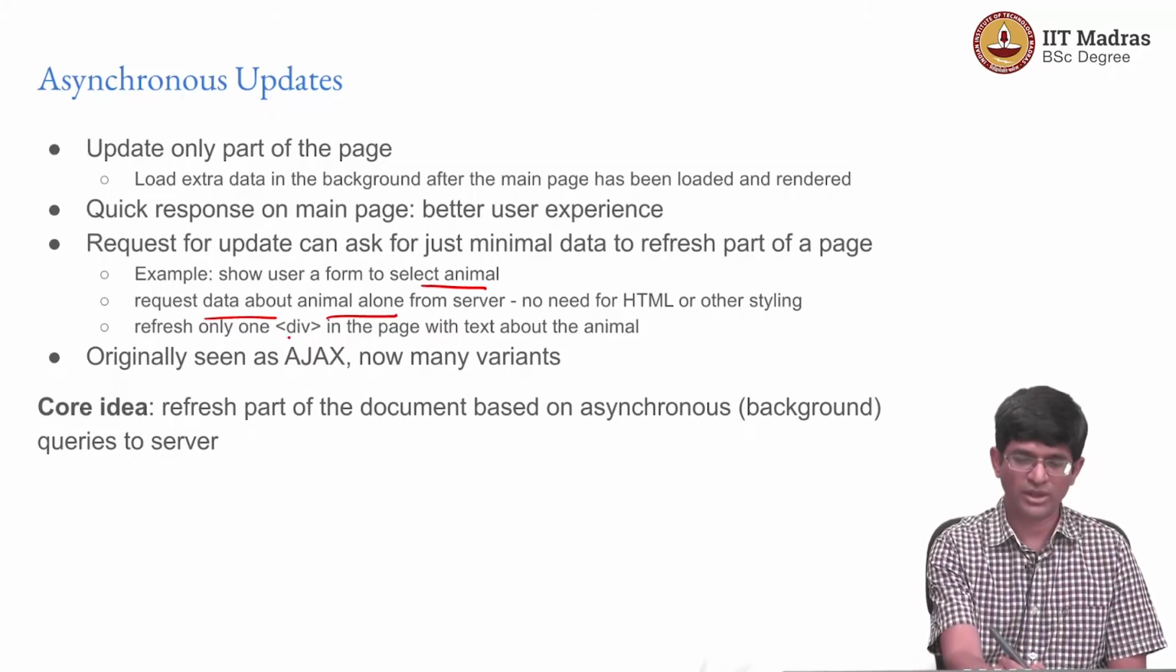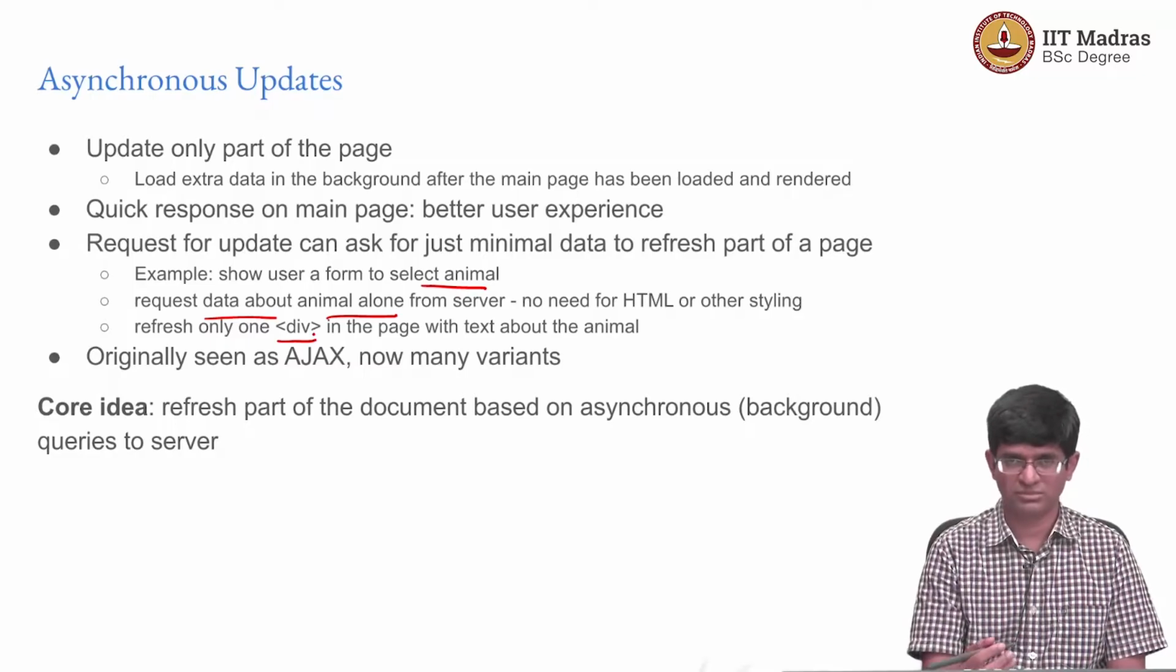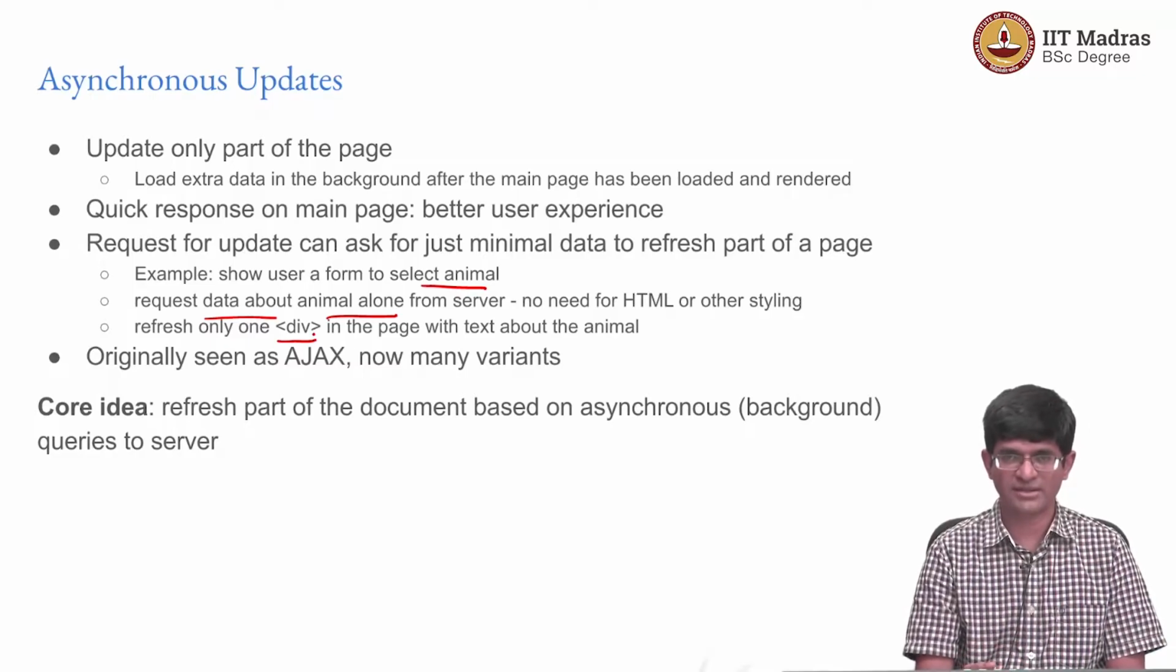And all that you need to do is refresh one div. Of course, divs didn't exist at this point, but they came up later, but still just one part of the page, and put in the text corresponding to the animal. And even within that, you could have some part of it which shows the name of the cat, another one which shows the Latin name of the cat in a different font or in italics, and something else which gives you information about where it's commonly found, right?